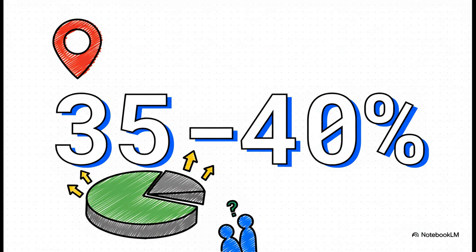Now, think about this number for a second. 35 to 40%. That is the chunk of all customer clicks that go to just the top 3 businesses in Google's local map results. Just the top 3. If you're not in that little box, you are missing out on a huge slice of the pie. The stakes here are incredibly high.